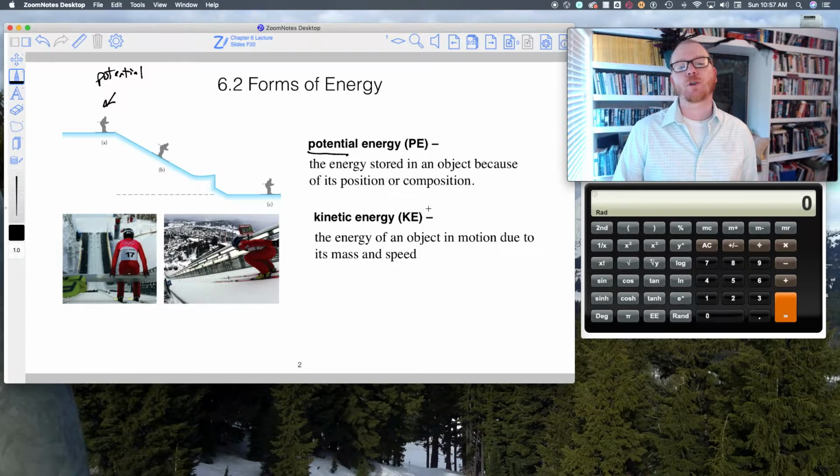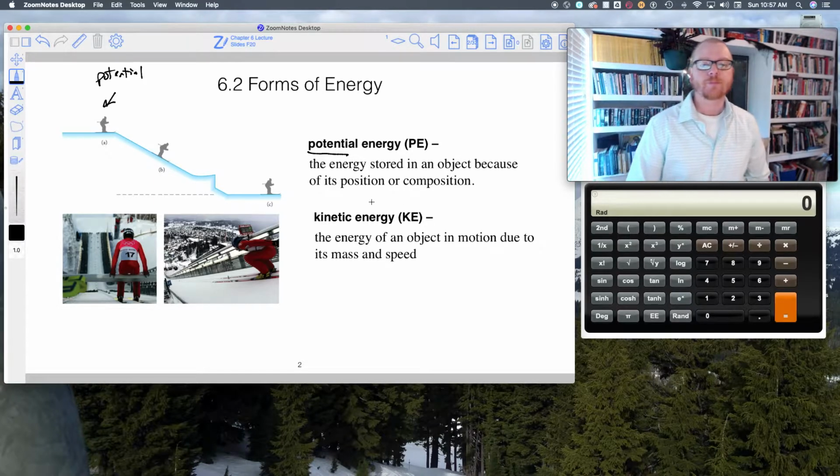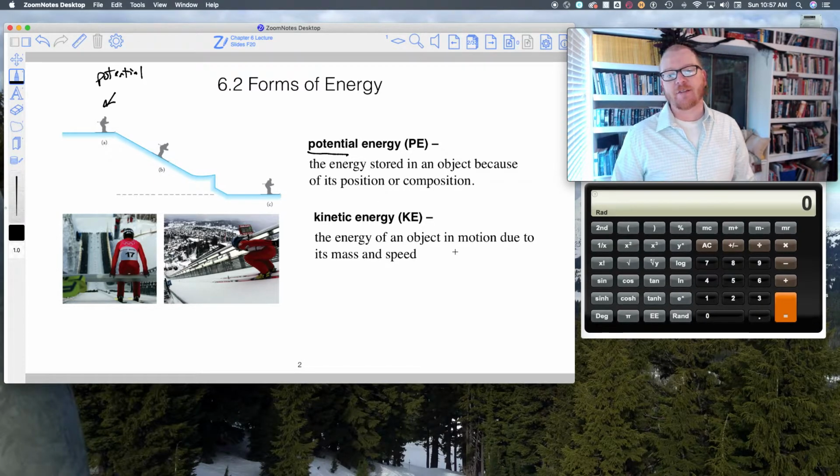But we shall also learn that some materials don't have to be way high up on a hill to have a lot of potential energy. Their chemical composition can actually have a lot of potential energy. And then kinetic energy is the energy of an object in motion due to its mass and speed.